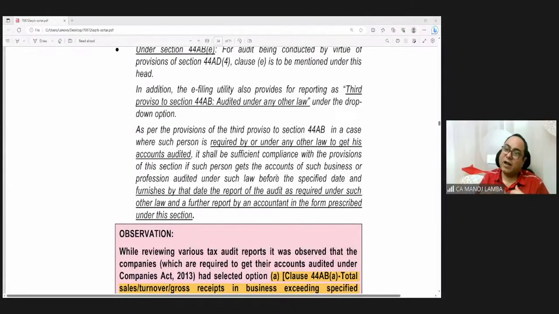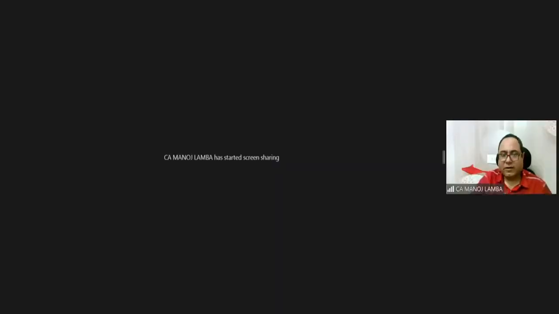That means if you are a corporate assessee or an LLP and for that particular year your accounts are required to be audited under any other law, then you give your tax audit report in Form No. 3CA. In such a case, as very rightly pointed out by CA Hitesh Jain, the third proviso to section 44AB is to be selected. So friends, it is all about clause selection. Moving further.